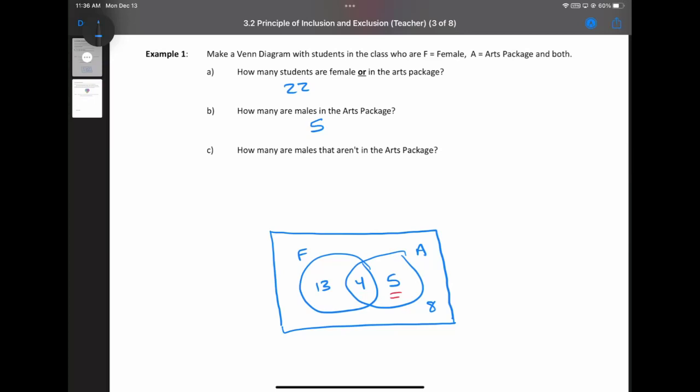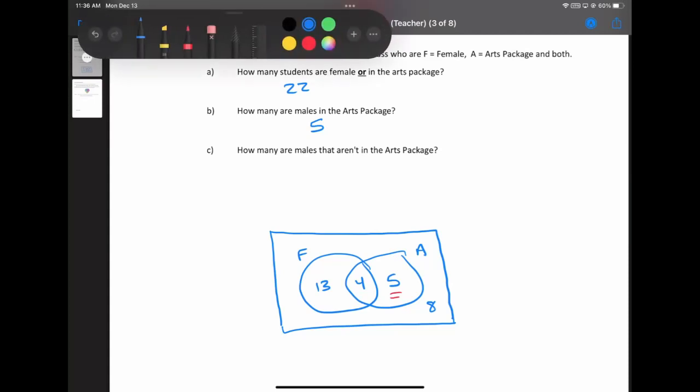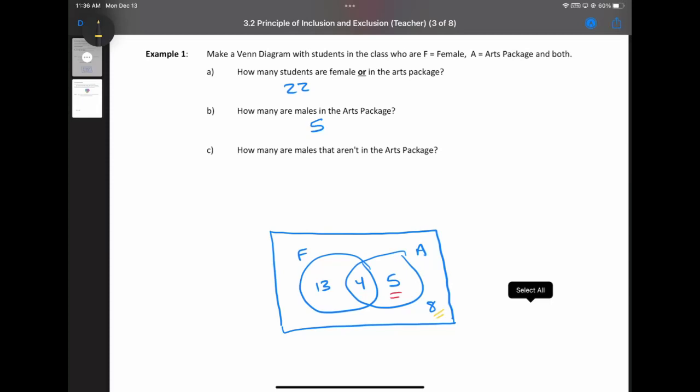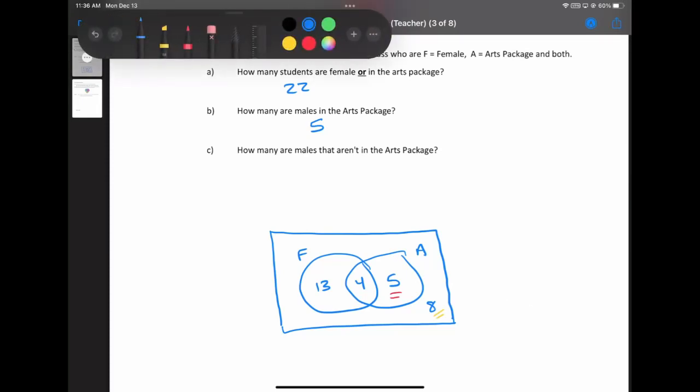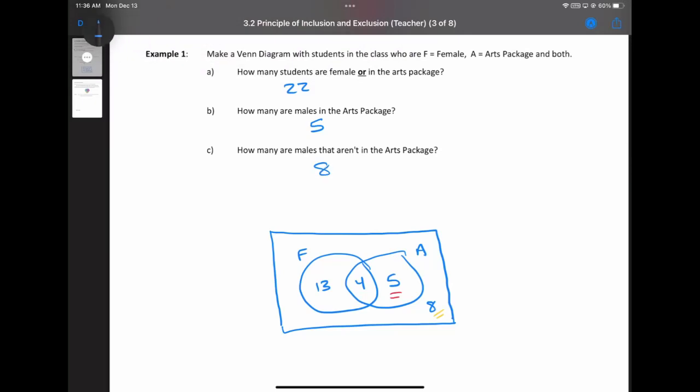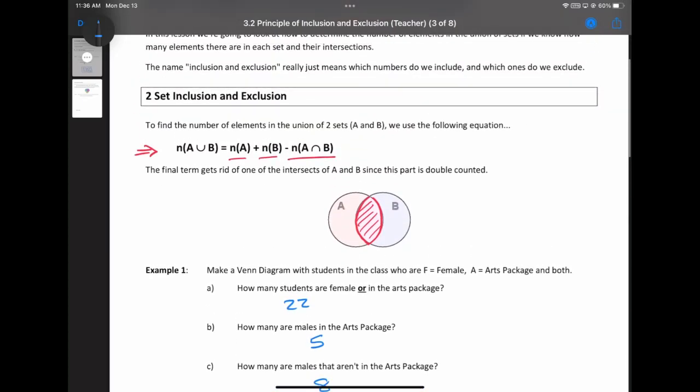Usually it's one off because somebody's sleeping and not paying attention, doesn't put their hand up at the right point. And how many males aren't in the arts package? Well, males not in the arts package mean that they're outside of both bubbles. So that would be those 8 down there. And so I can conclude that there must be 8. So that's actually about it for the principle of inclusion exclusion. It's add up the individual 2 sets, subtract off the number that is in both of the sets because it got double counted. All right, so that's the rule.